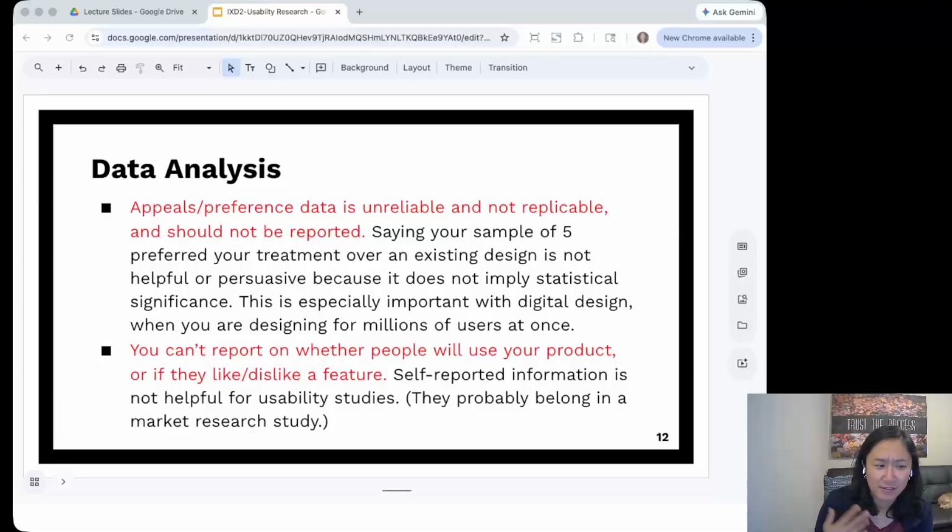So again, be very, very specific in your reporting with these smaller sample studies because the specific insights are more helpful than the generalities. And the generalities can't really be applied because, again, the sample size is so small.